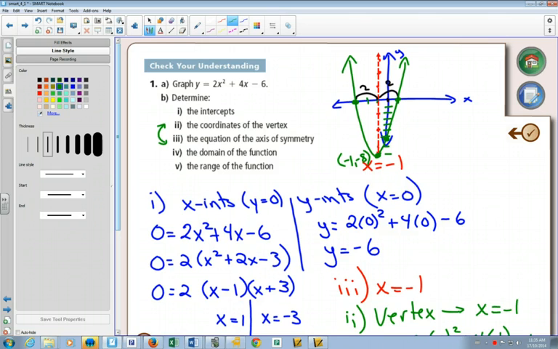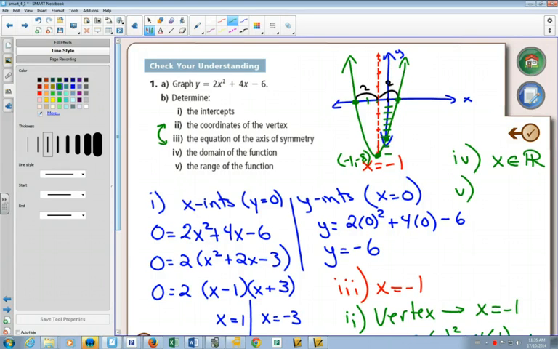The domain of the function. This is one of the easiest questions because it's always going to be all real numbers, so we can say that any number for x is possible. Including negative 0. Any real number is possible. 0 is real.